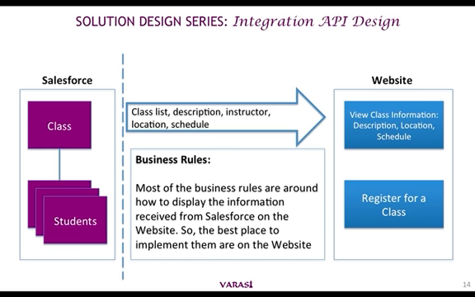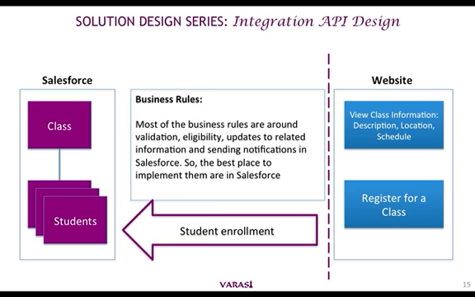Now, a good example of a business rule on the website would be to calculate roll-up pricing for the selected classes from the price list. Some candidate business rules on the API side would be waitlist functionality, eligibility rules, and different ways of dealing with new and returning students.